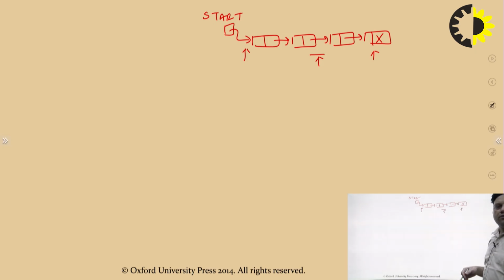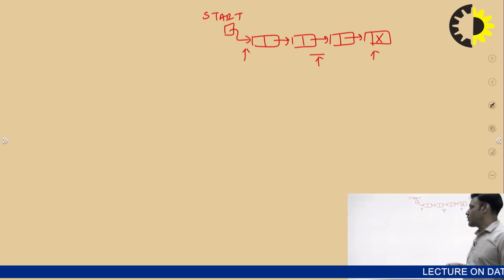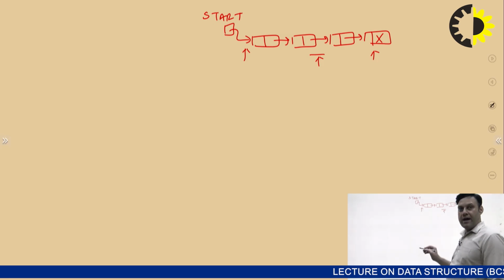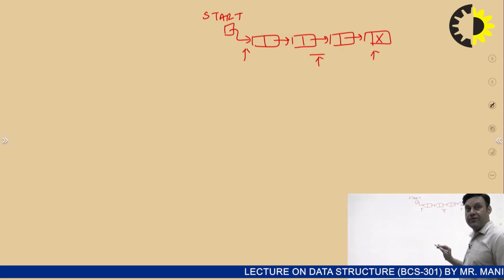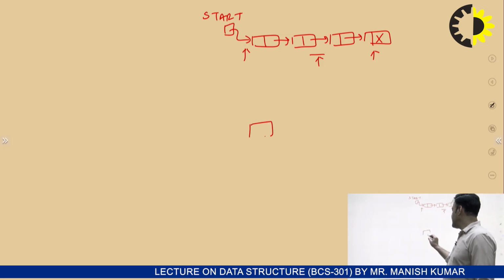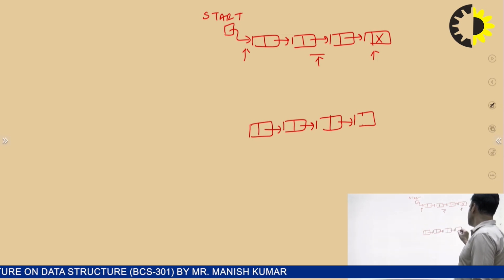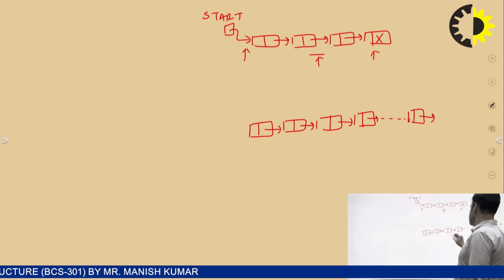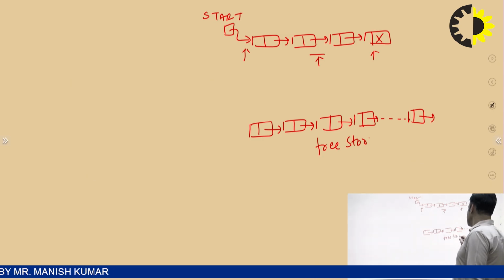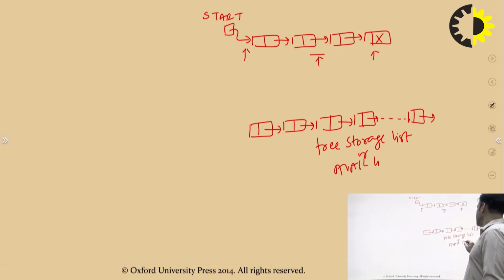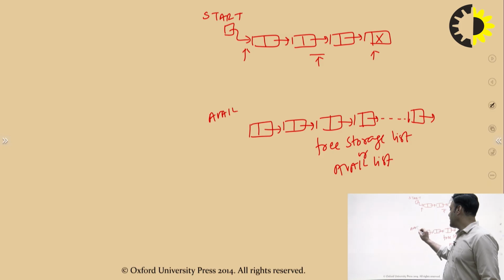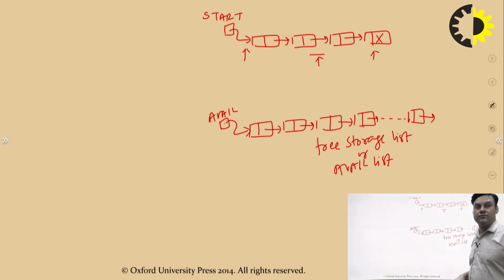It will be easier if I find the location where I want to insert. But how does the insert mechanism work? For insertion, I will consider a free storage list. I will consider my memory in the form of a linked list. This is called the free storage list, or we call it the avail list, the available list. The pointer named avail is pointing to the starting address of this free storage list.